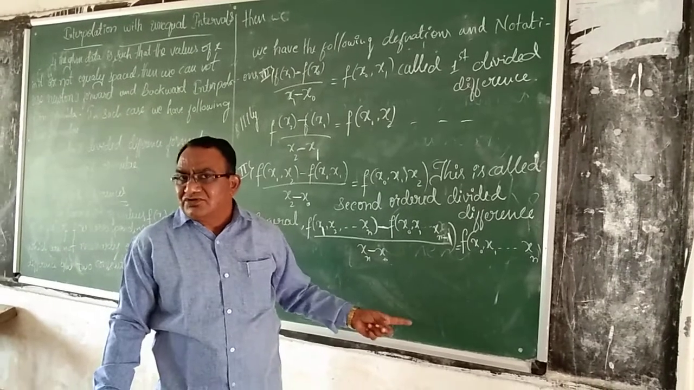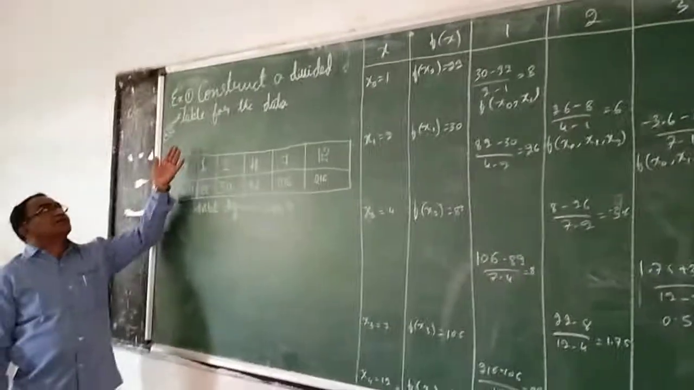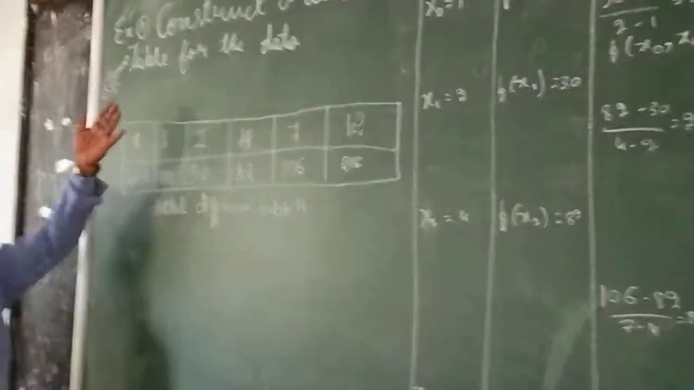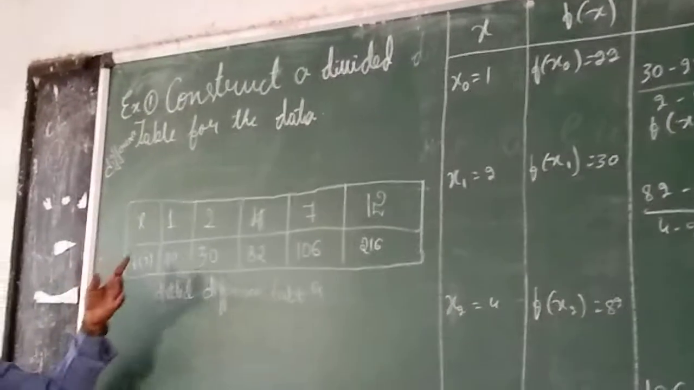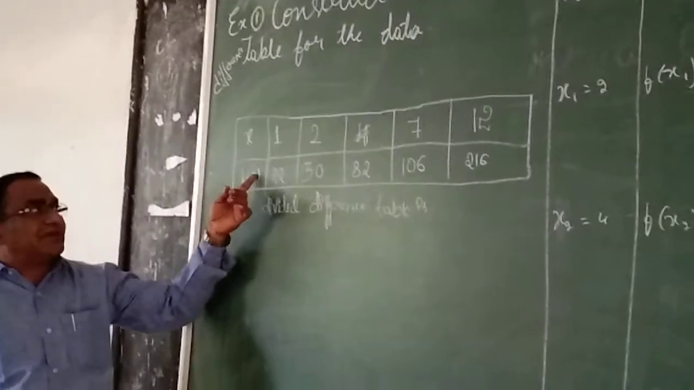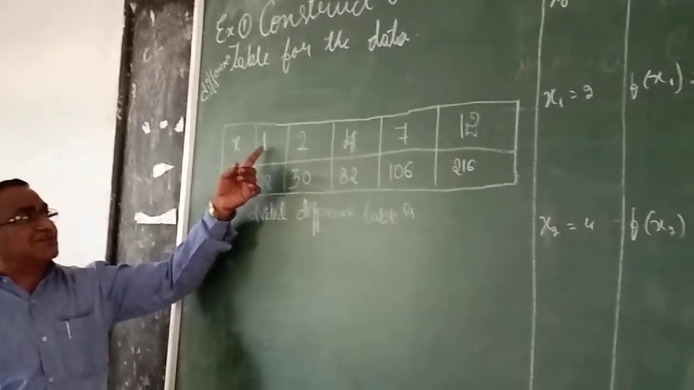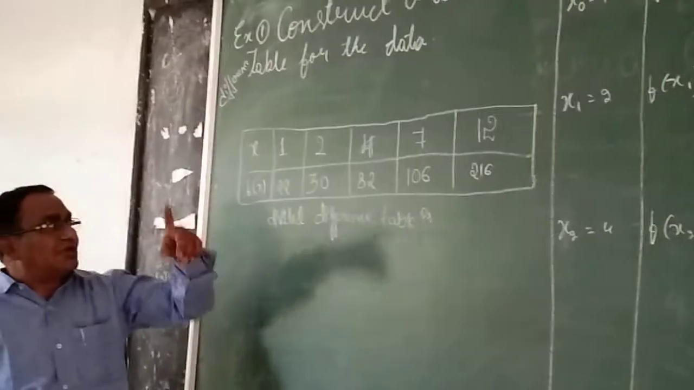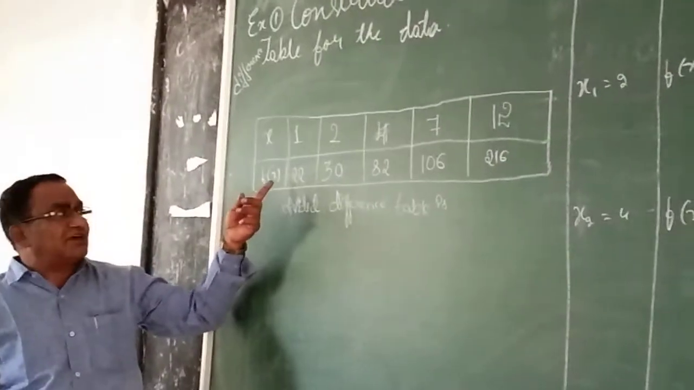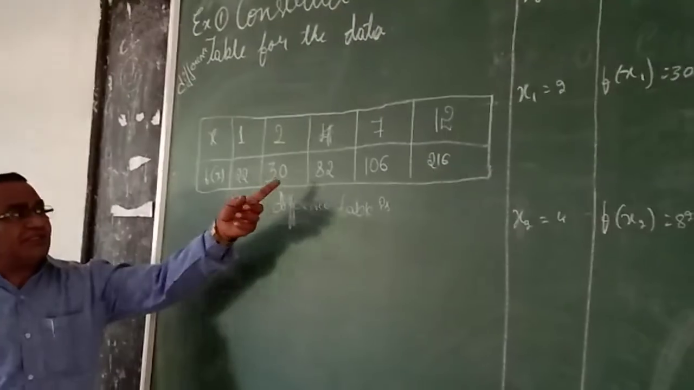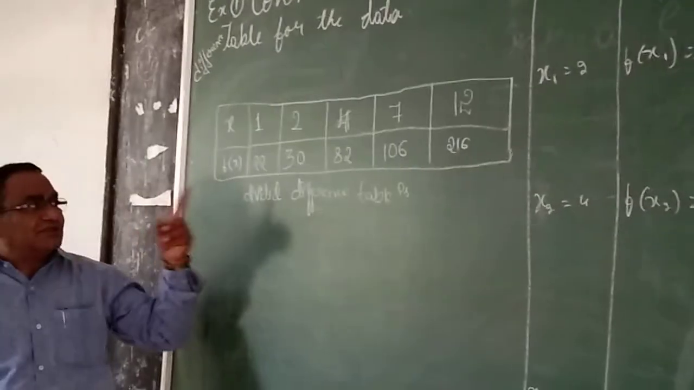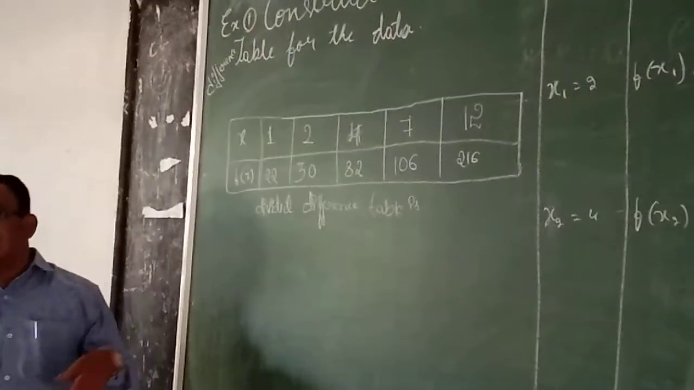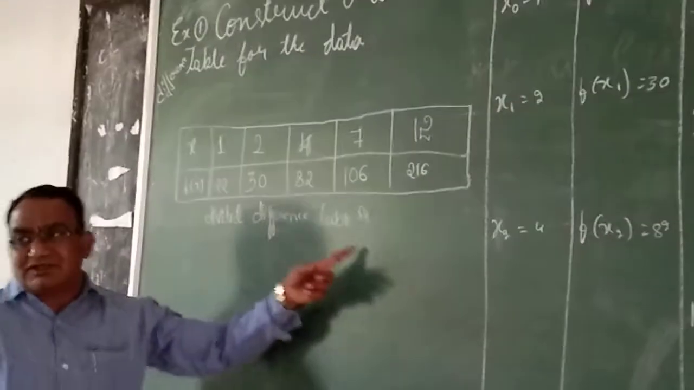Okay, we have one example. Construct a divided difference table for the data x, f of x. x is 1, 2, 4, 7, 12. The corresponding values of f of x are 22, 30, 82, 106, 216. Now write down the divided difference table.